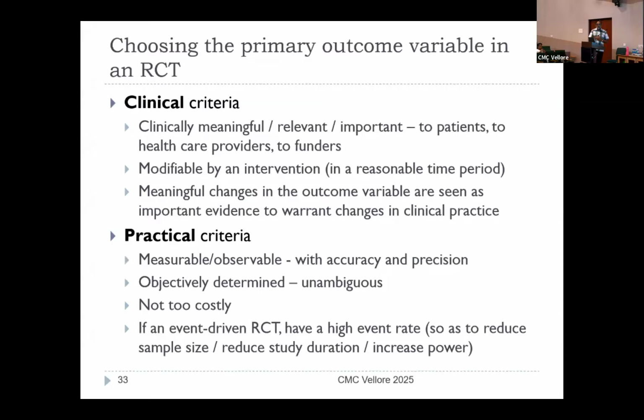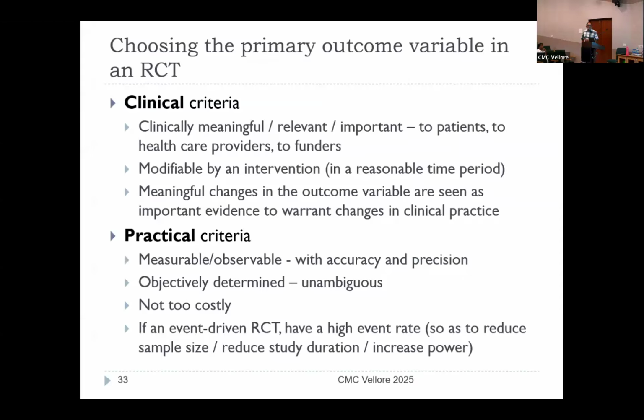And those are the clinical criteria, but the practical criteria are the ones that I've already mentioned, some of those: that it is measurable with accuracy and precision, that it's unambiguously determined, and not too costly. If, for example, I have to look at lacunar strokes, and that's going to require that I do an MRI on everybody to see if they have it, and I have to do that every 3 months, I have to have a $1 billion study. That's impossible to do. So I'm not going to do that. So I have to choose something that is not too costly.